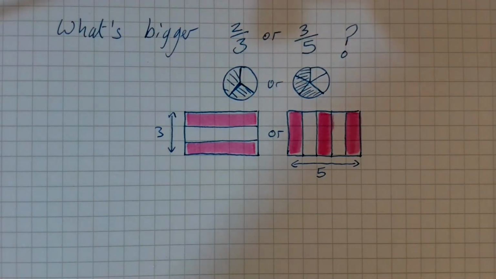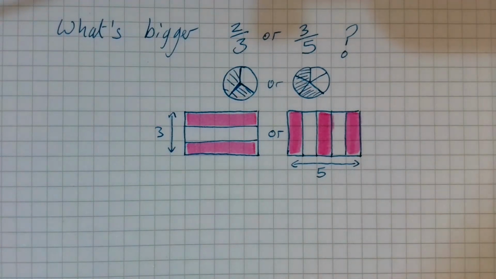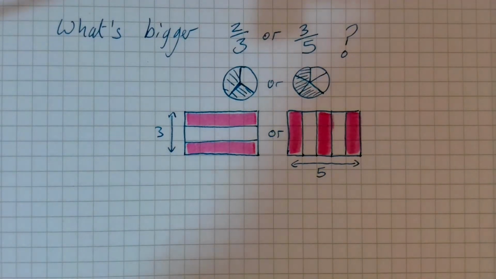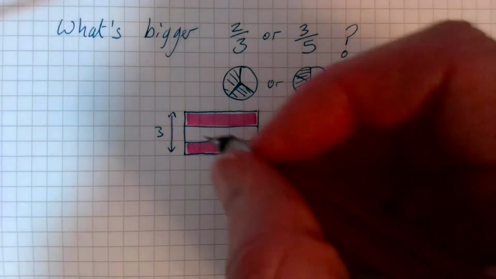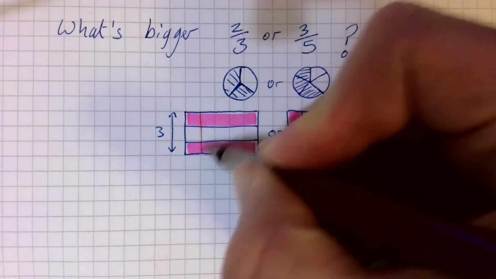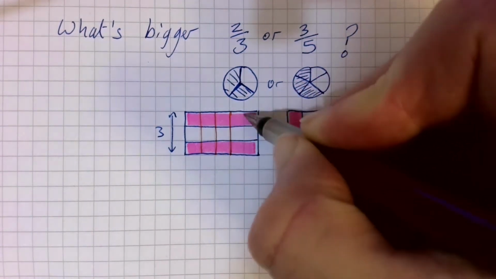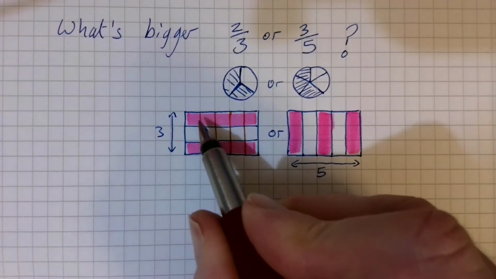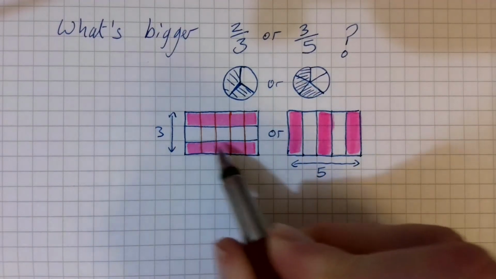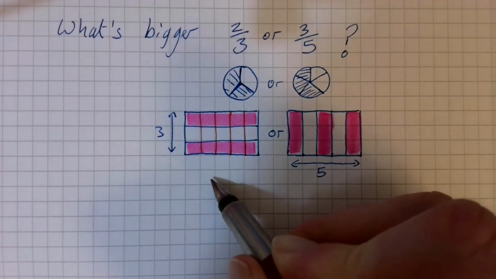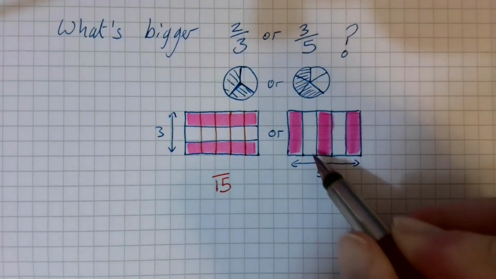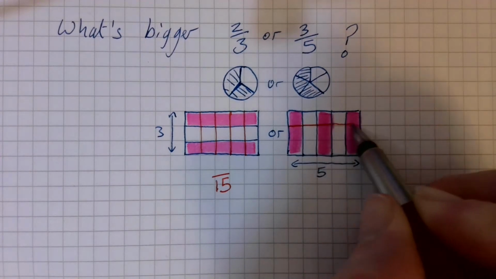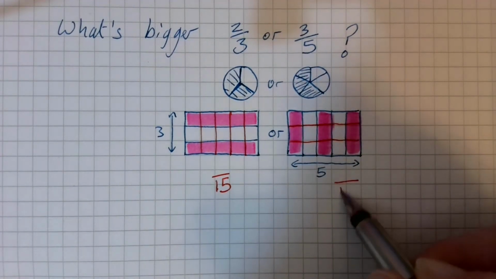Right, now what is the denominator which can compare them? Can anyone see another shape inside the rectangles that will help us? I'm hoping that you're saying squares to me, because if I now go down here, we have got 5 times 3 equals 15 squares there, and we've got 15 squares here.